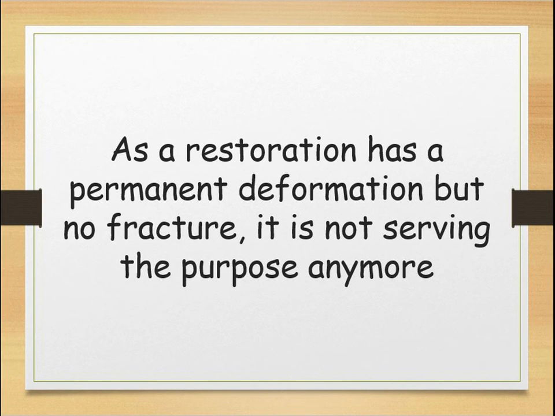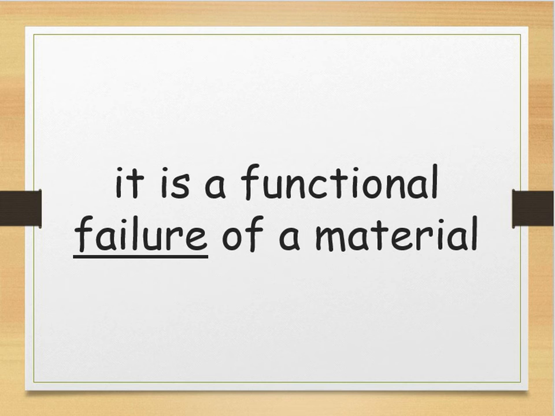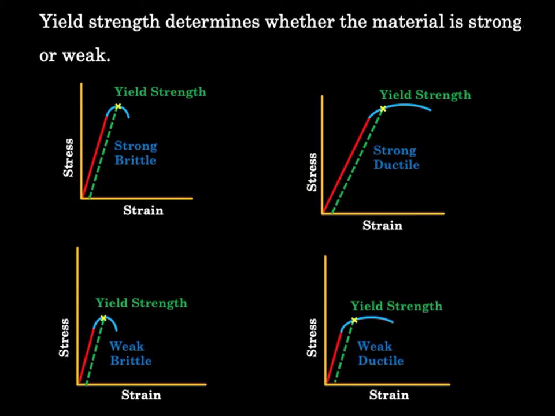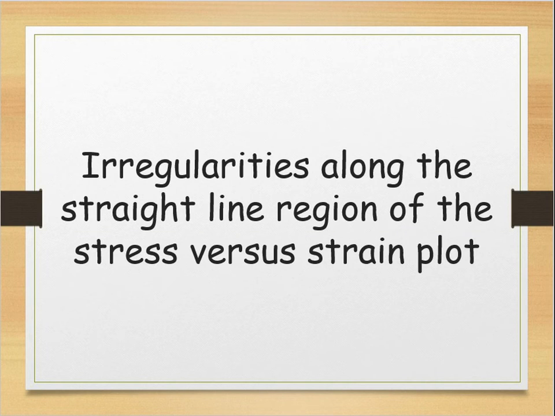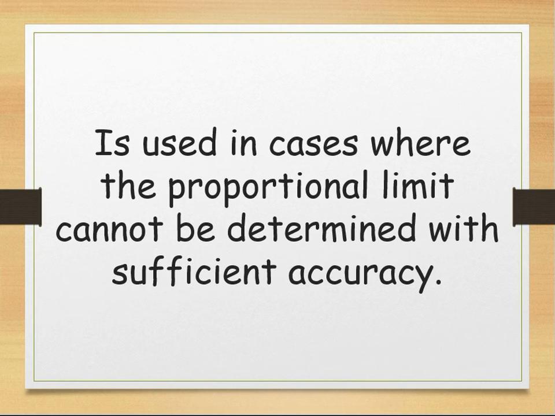If a restoration has permanent deformation but no fracture, it's not serving its purpose anymore. It tends to a functional failure of the material. As shown in Figure 2, yield stress is used to determine whether the material is strong or weak. There may be irregularity along the straight line region of the stress versus strain plot. Hence, a different property, yield stress, is used in cases where the proportional limit cannot be determined with sufficient accuracy.